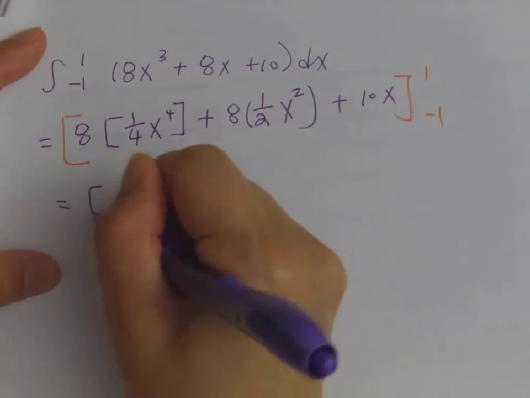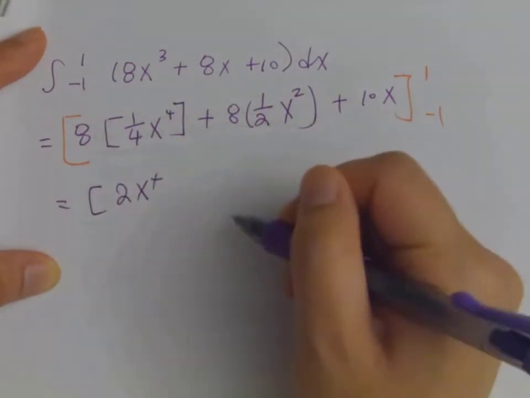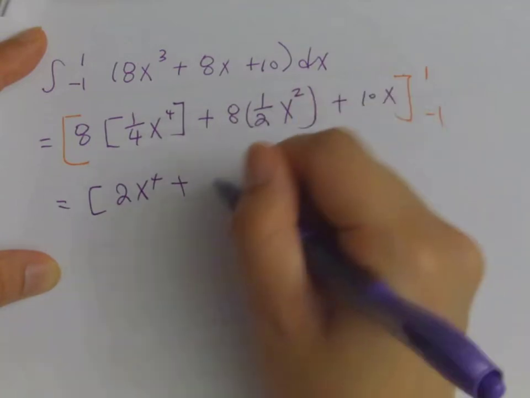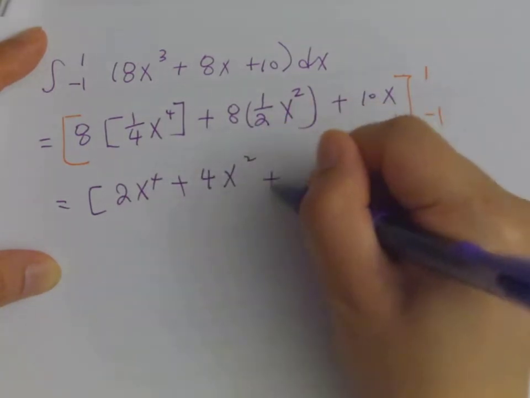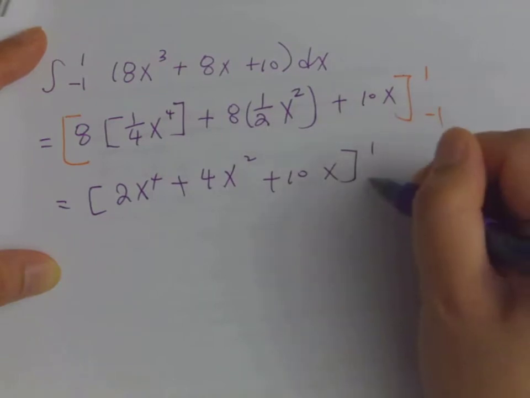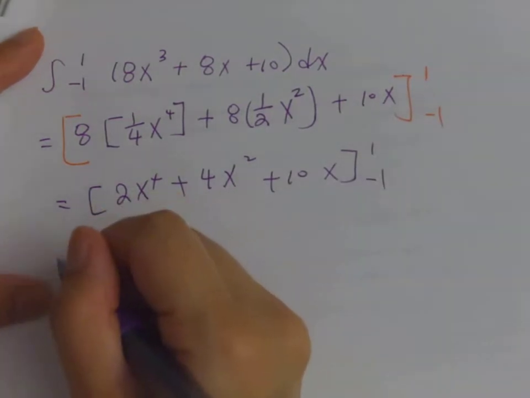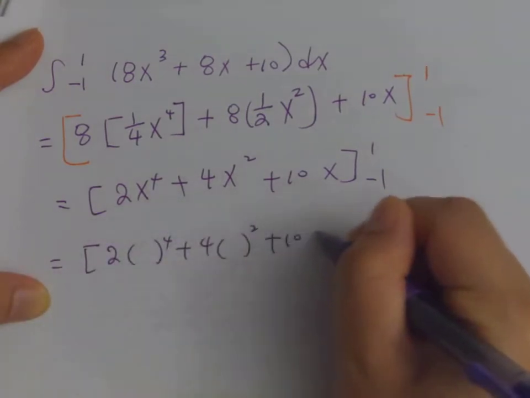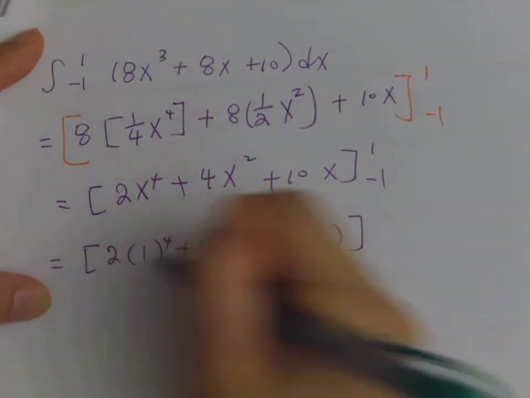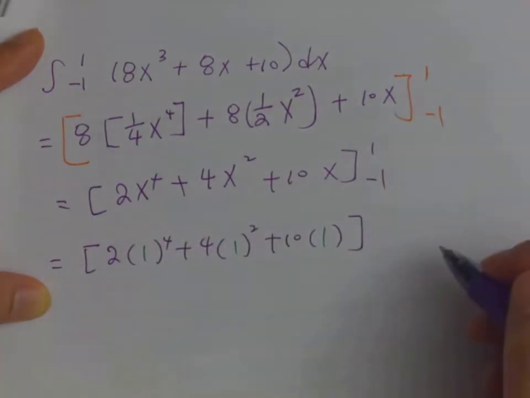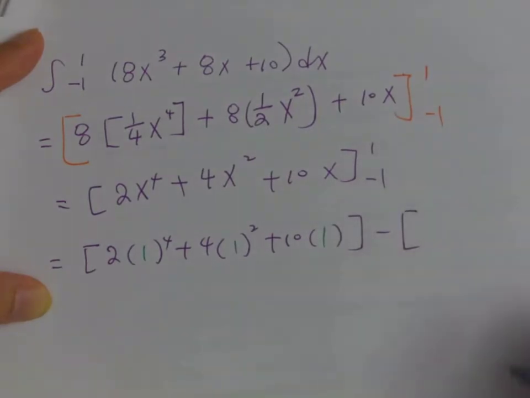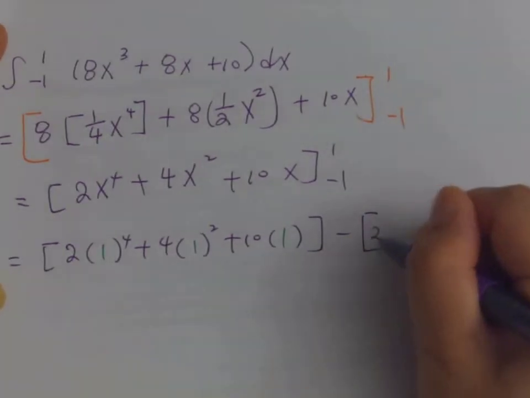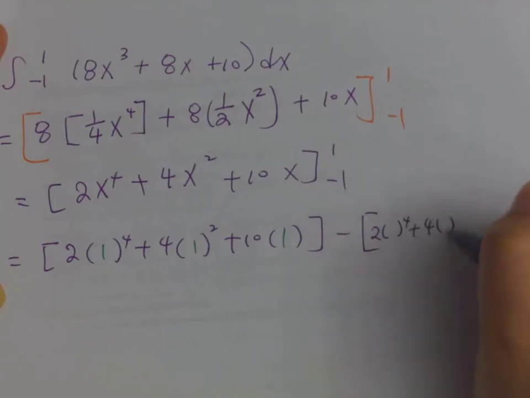So let's clean that up. This would be 2x to the 4th plus, reduce it, that would be 4x squared plus 10x, and I need to plug in the upper limit, subtract the lower limits, right? So let's do that. That would be 2 times something to the 4th power, 4 times something squared, plus 10 times something. I need to plug in my upper limit. And then this whole thing, subtracting the lower limit part, right? So again, we are going to have 2 times something to the 4th power, plus 4 times something squared, plus 10 times something, and my lower limit is -1.